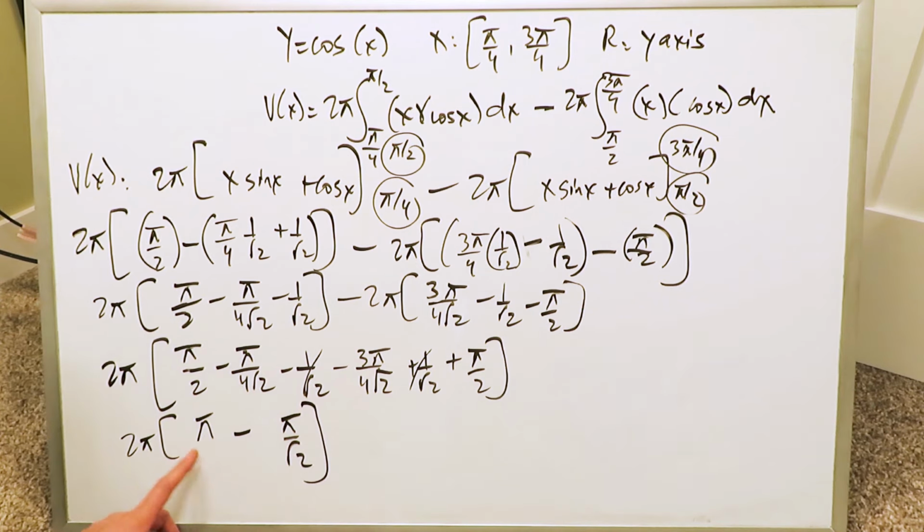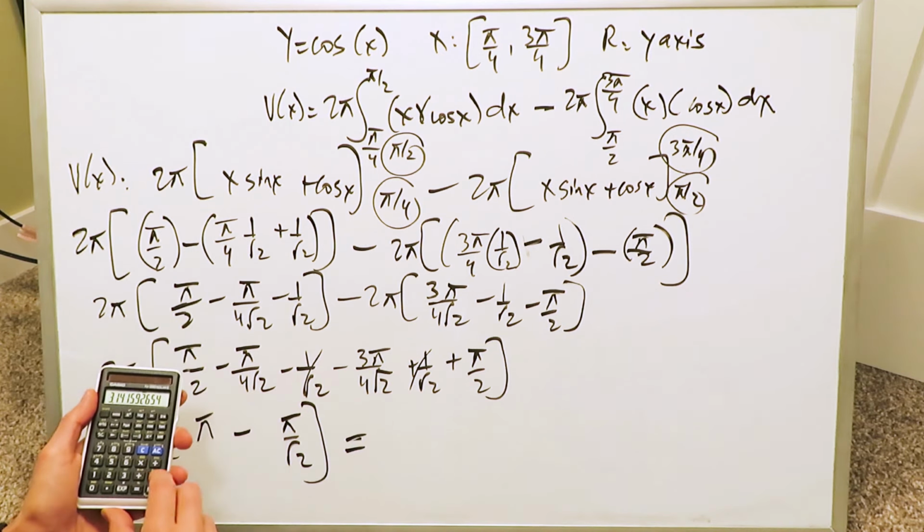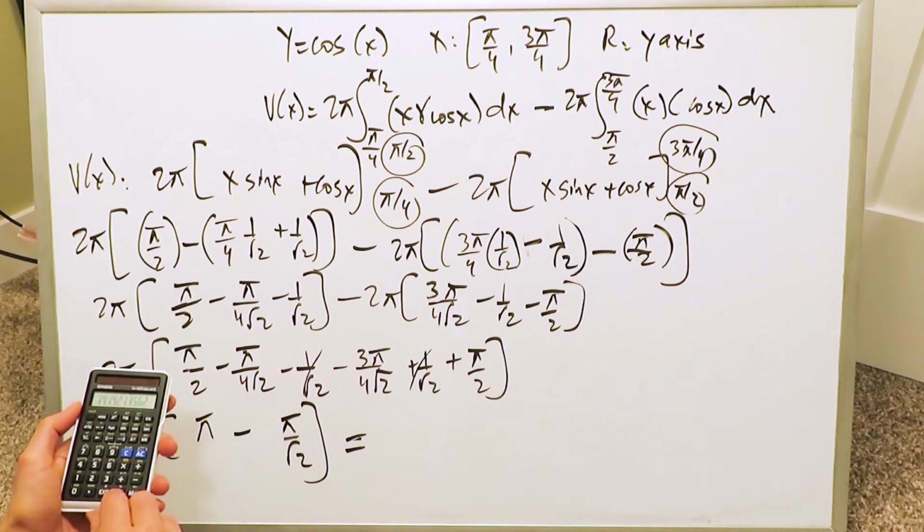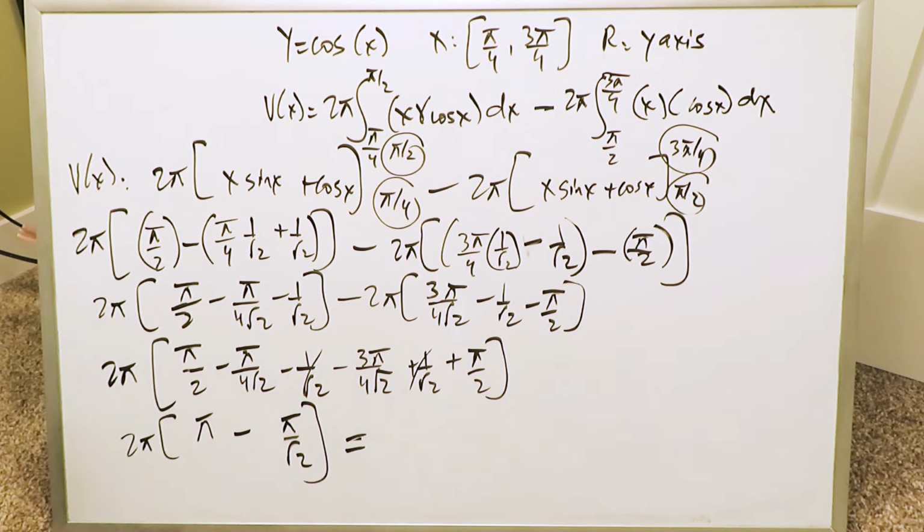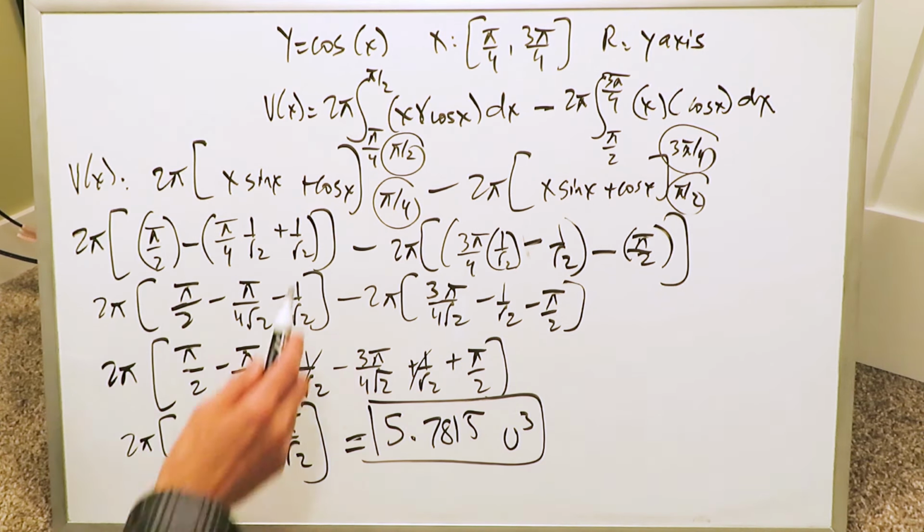What I really have is pi minus pi over root 2, times 2 pi, and I want to present this as a decimal answer, and I'll do that here on the calculator. Pi minus pi divided by root 2, times 2 times pi. I get 5.7815 units cubed, representing the volume of that solid of revolution that I demonstrated earlier.